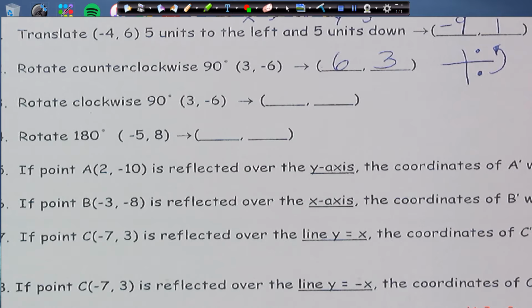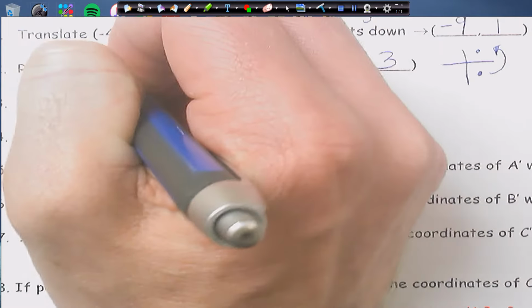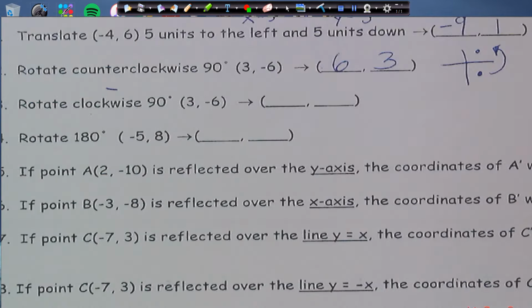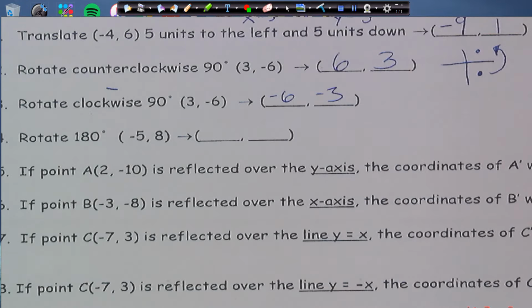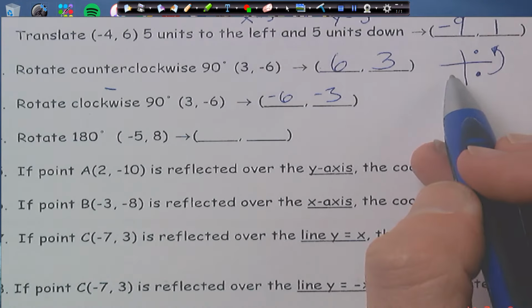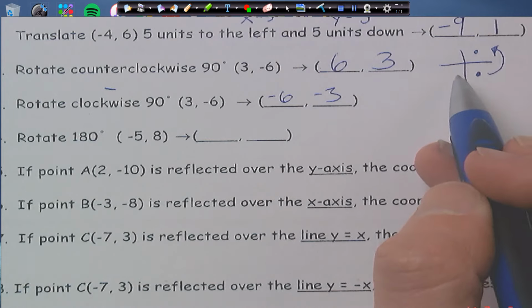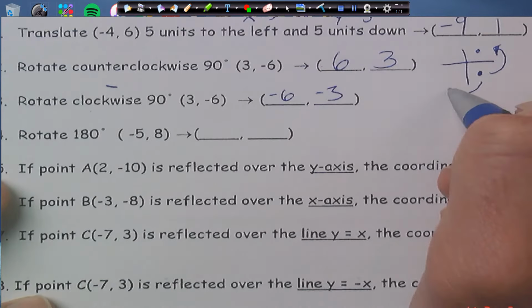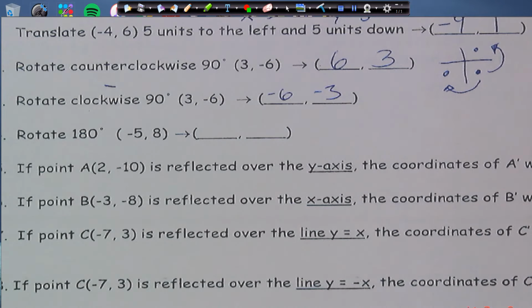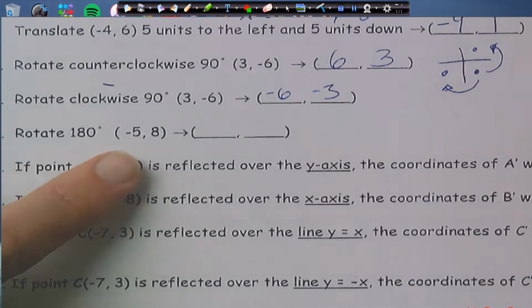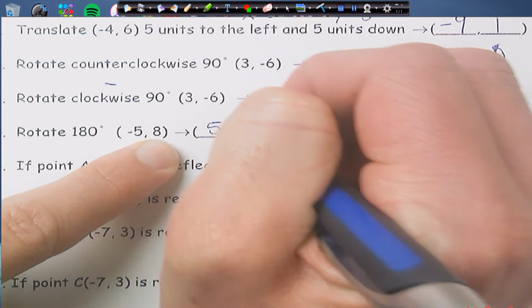Rotate clockwise 90 degrees. That's actually going to be a negative 90 degrees if we're looking at our rules. So we should go ahead and flip these as well. And we should get negative 6, negative 3. And again, we're going to be going from the fourth quadrant to the third quadrant if we rotate the opposite way. And that's in the negative quadrant. Rotate 180 is going to change the sign, so negative 5 is going to become a positive 5, and 8 is going to become a negative 8.